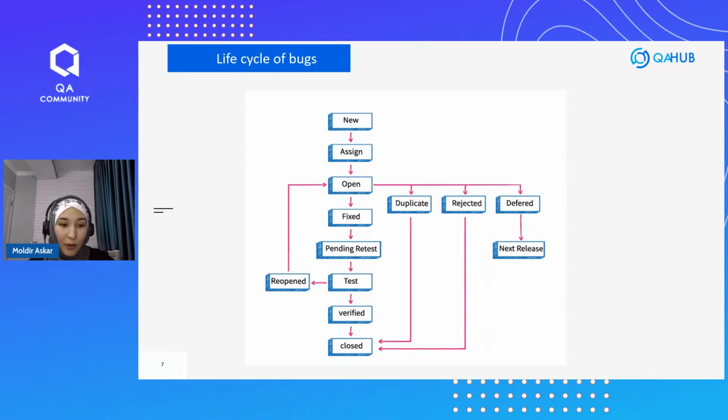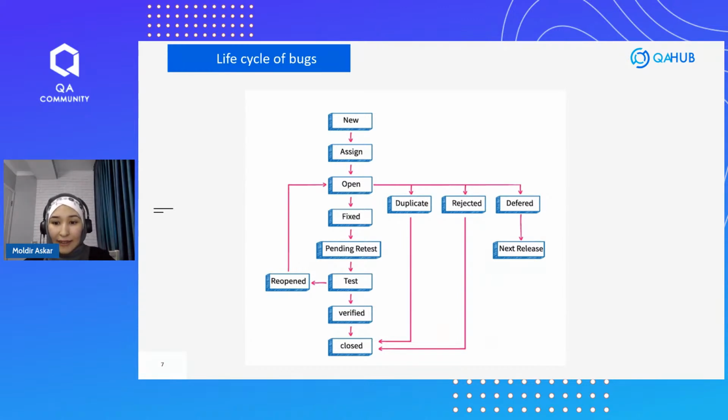If the bug is fixed, we can close the bug. If it's not working and it still exists even after the fix, we need to reopen the bug. And here you can view three other situations: Duplicate, Rejected, and Deferred.